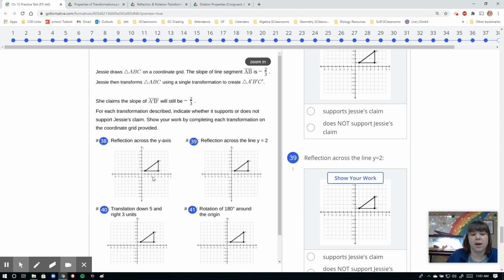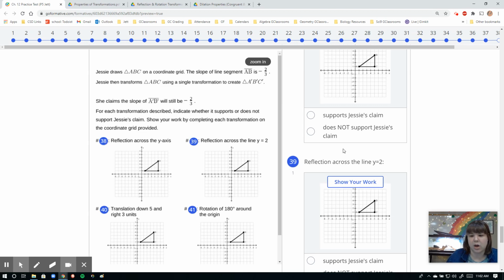So we need to figure out, when we do these transformations, does it prove that the slopes will be the same with each transformation? So this one, like number 38, Jesse's saying that a reflection across the y-axis means that the slopes will be the same. If it's not, then it doesn't prove her claim. So we need to show our work by completing each transformation on the grid provided.